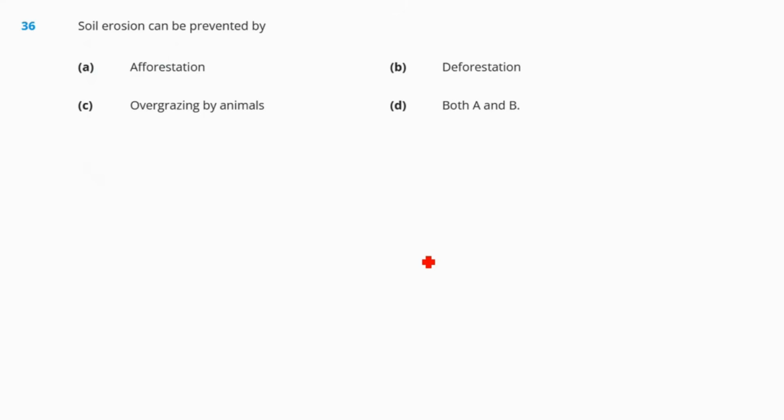Question number 36. Soil erosion can be prevented by deforestation, overgrazing. These are the processes of soil erosion. Okay. These are the causes of soil erosion. Afforestation is the only way that can prevent soil erosion. So A is our correct answer.